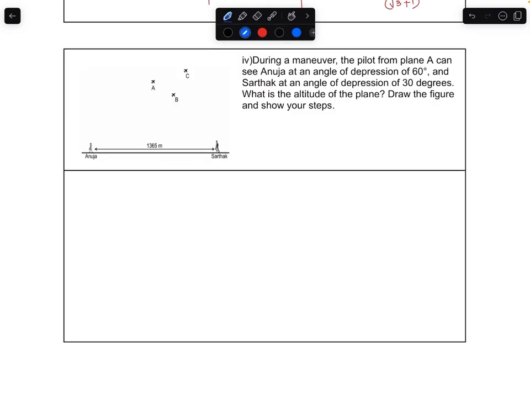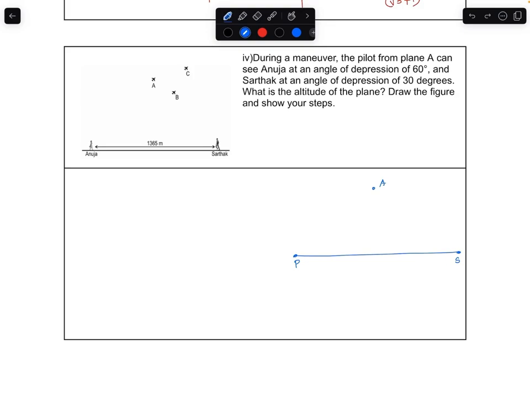Question 4. During a maneuver, the pilot from plane A can see Anuja at an angle of depression of 60 degrees and Sarthak at an angle of depression of 30 degrees. What is the altitude of the plane? Draw the figure and show your steps. Let this be the position of plane A, P is the position of Anuja, S is the position of Sarthak. Let's draw a line parallel to PS through A, and AM be the altitude of plane A.